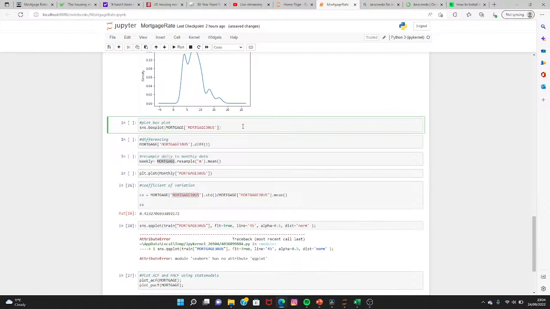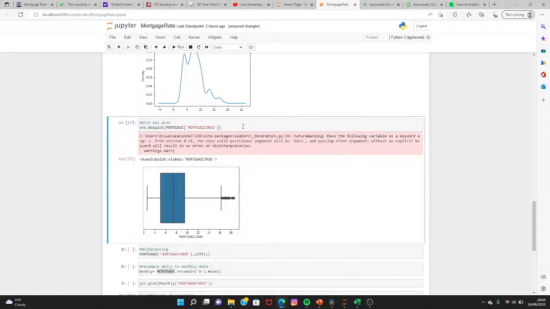We can also have box plots. So the box plot will tell you the median mortgage rate in the last 50 years for this data. The box plot gives us the median and the extreme values of a time series or any distribution. And here you see the median is somewhere around 6.5% or 7% maybe, because this is 6 and this is 8, so in between, right? So it's 7%.